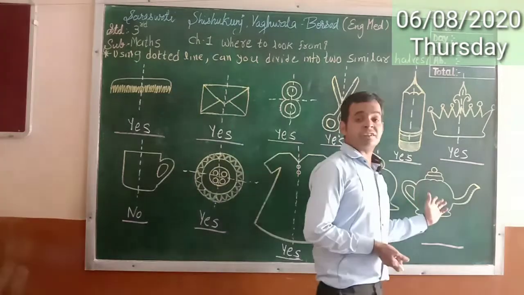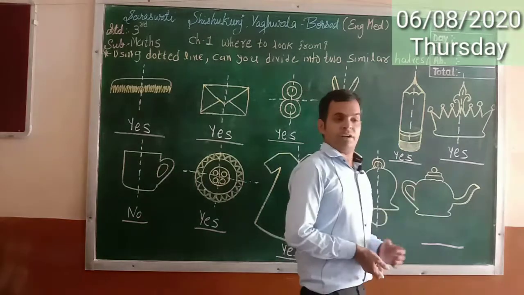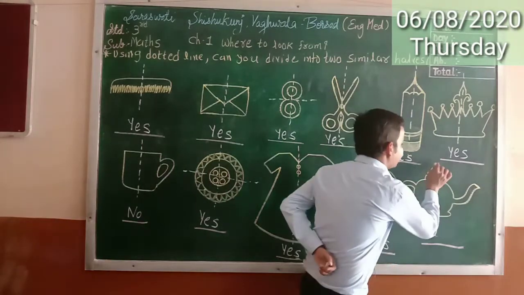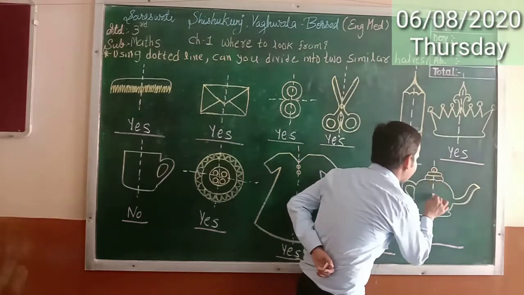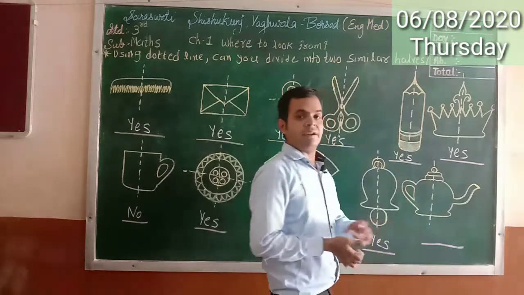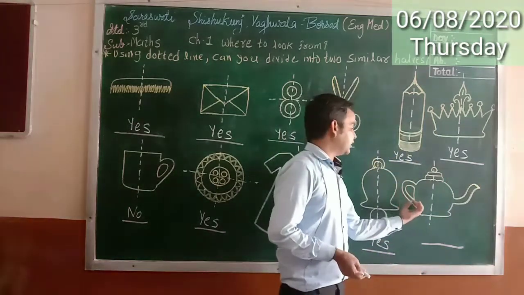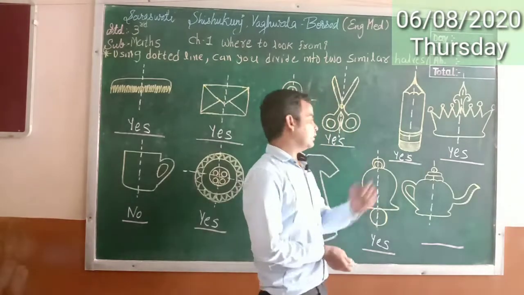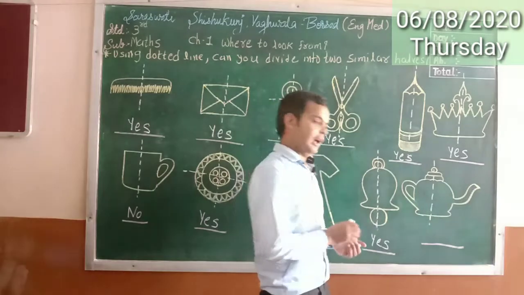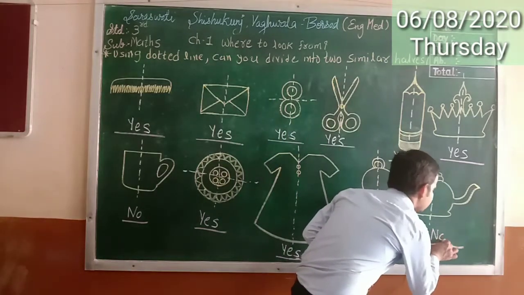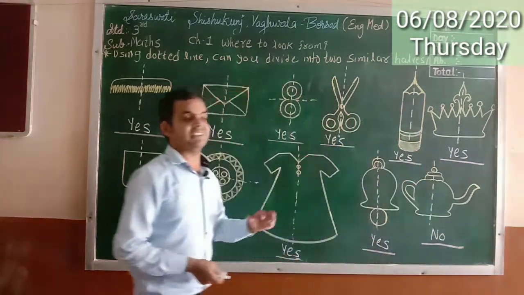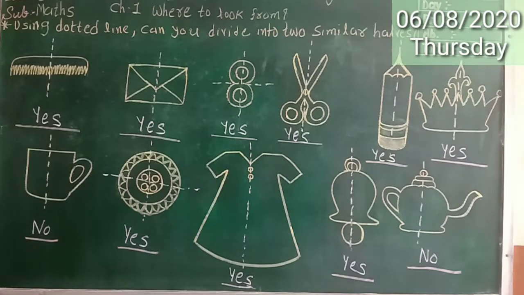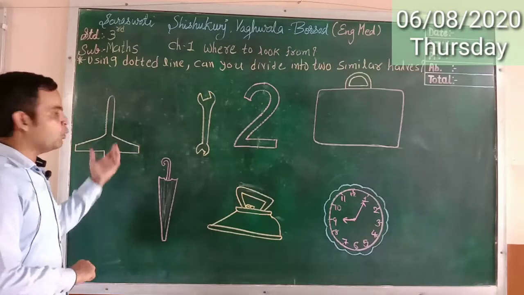Okay, and next one is teapot. If I divide the teapot using a dotted line, now let's observe both sides, left side and right side, both sides are equal? No. So this figure is not mirror halves. Okay, so here our answer is no. Now let's see more figures.